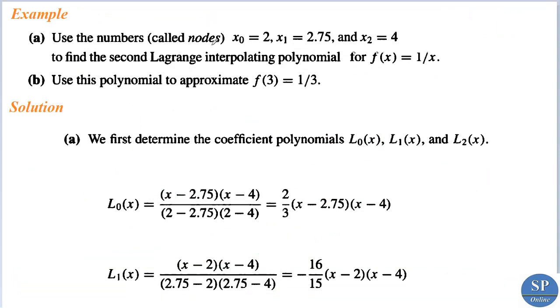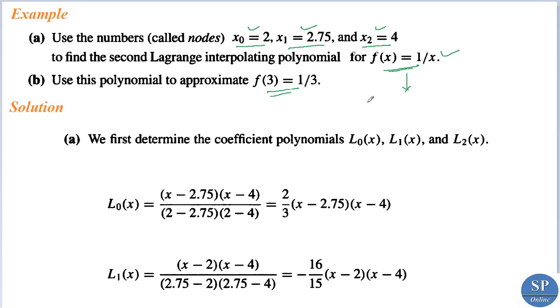Use the numbers x0 equal to 2, x1 equal to 2.75 and x2 equal to 4 to find the second Lagrange interpolating polynomial for f of x equal to 1 by x. Use this polynomial to approximate f of 3 equal to 1 by 3. So here we are given a function f of x equal to 1 by x, and we are given three distinct points x0, x1 and x2. By using these points, we need to approximate this function by a second Lagrange interpolating polynomial.